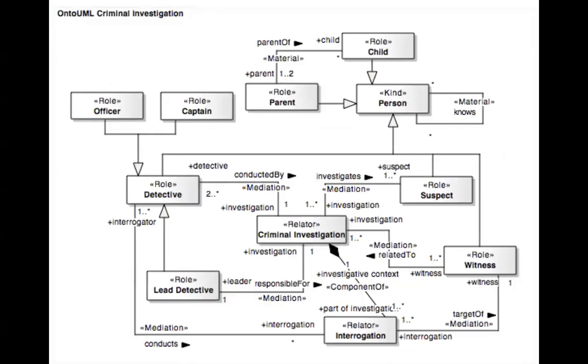So this is the slide that is in the wrong position. A very simple model. In this simple model, we have 13 anti-patterns, right? Maybe you can already identify this. Here we can have people being both a parent and a child in the scope of a relationship. We have a detective conducting an interrogation in a criminal investigation of which he's not part. We can have, in the scope of a criminal investigation, the same person being the detective, the suspect, and the witness, or two of these pairwise, and so on.